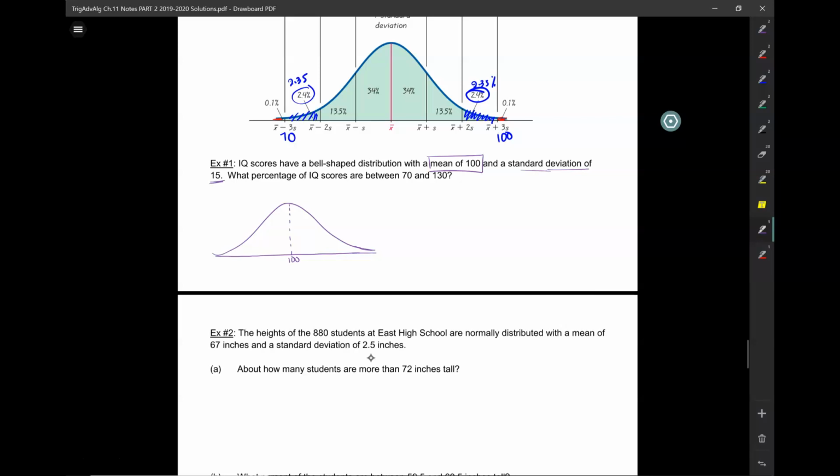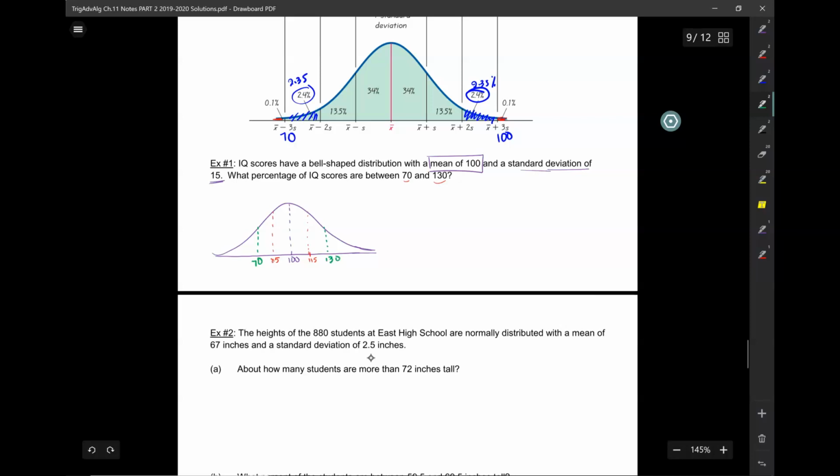So now you go over to either side 15 points. Plus 15 is 115. Minus 15 is 85. I want to keep doing this until I get 70 and 130 somewhere. So let's go one more standard deviation. Right now, this is one standard deviation from the red to the red. These are all the values that fall within one standard deviation. Let's go one more. Minus 15, I get 70. Plus 15, I get 130.